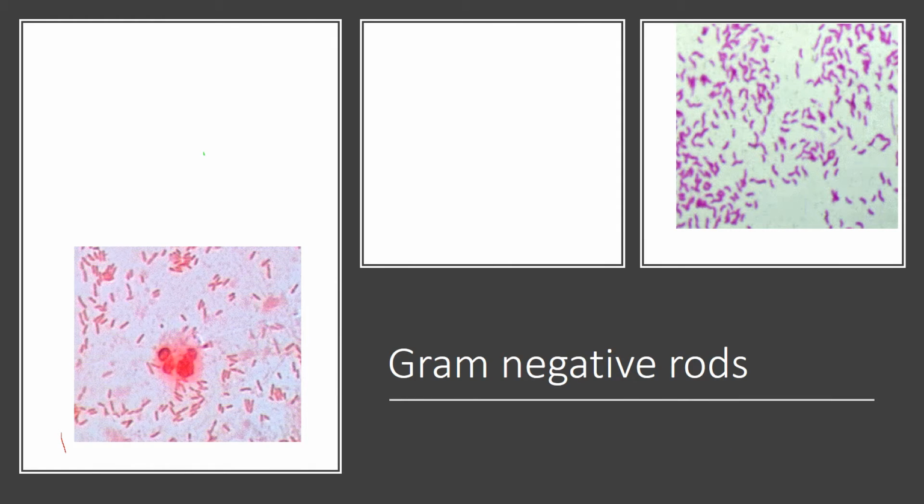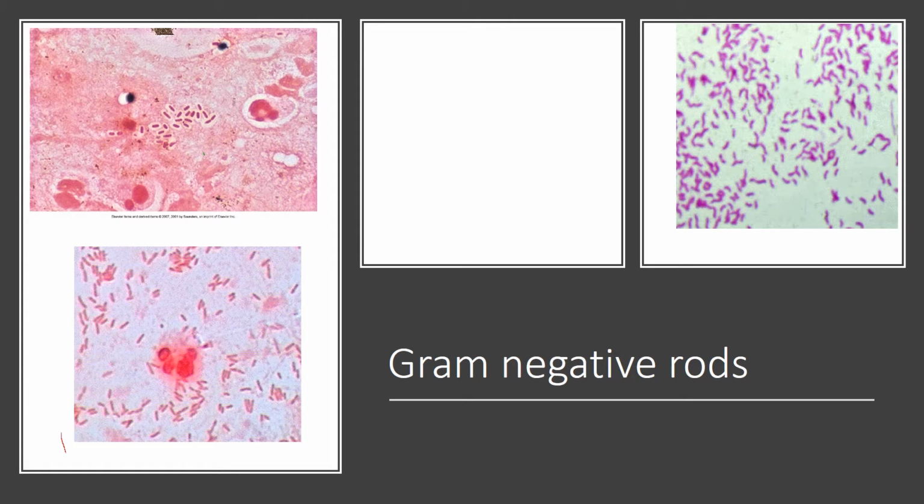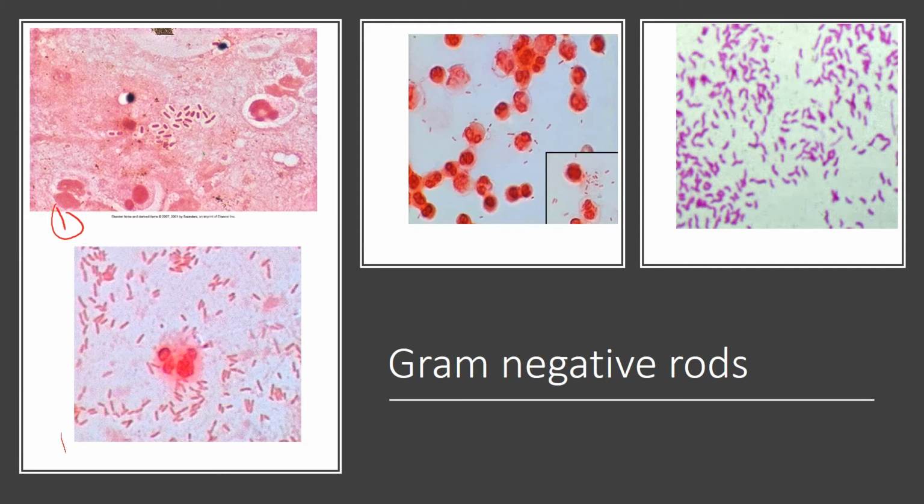So first and foremost, you have to determine if they are rods or cocci, as I mentioned before. Some gram-negative rods are quite easy to tell. See image 1 and compare with image 2. Both are gram-negative rods. Now compare images 3 and 4 with 1 and 2. See the differences?